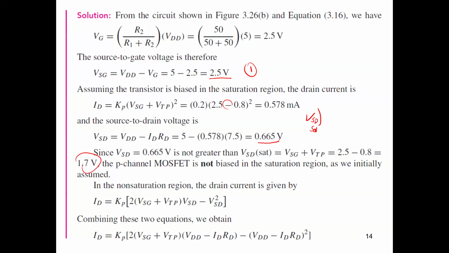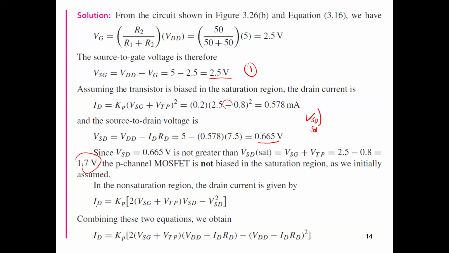And this doesn't mean that this voltage is correct. This means our assumption is incorrect. So we have to repeat everything again, starting from step number 2 and calculate ID with the linear relation. Now it's more steps. Let's see this together.